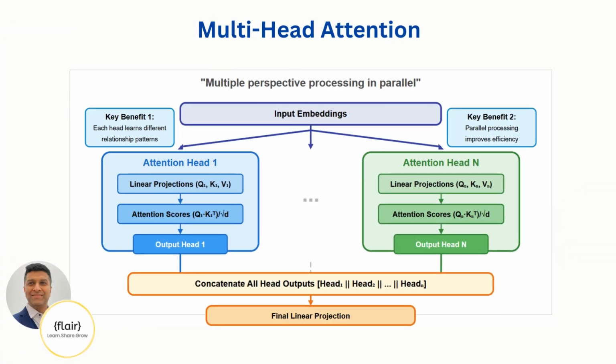Let's go deeper. Single attention is powerful, but multi-head attention is revolutionary. Instead of one perspective, we get many, each head learning different relationship patterns simultaneously. It's like having multiple experts examining the same text from different angles. One might focus on syntax, another on semantics, another on entity relationships. Each head has its own weight matrices, learning different patterns during training. When combined, they give us a richer, more nuanced understanding.